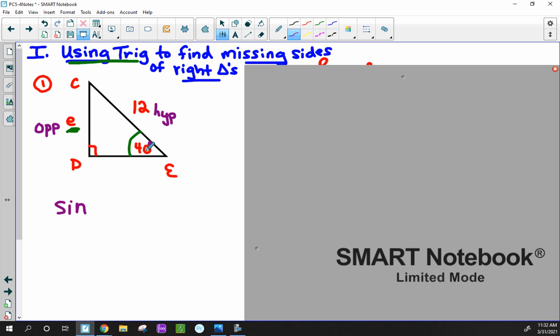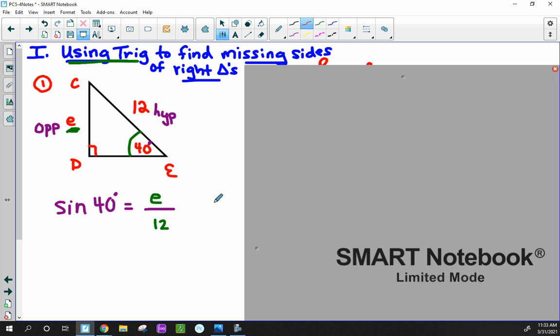You're going to now use 40 degrees, because we already know how big that angle is. You're going to set up an equation. The opposite is going to be E, so I'm going to put my E in here. And then my hypotenuse is going to be 12. So the sine of 40 degrees is equal to E divided by 12.